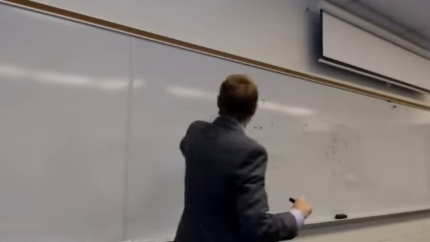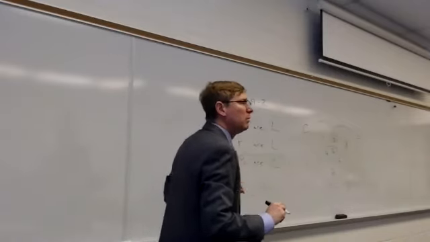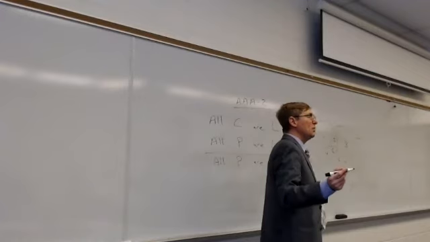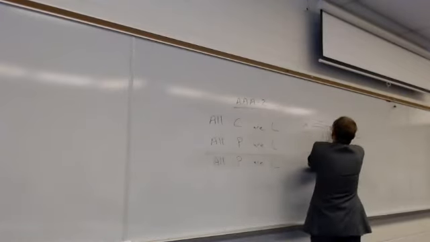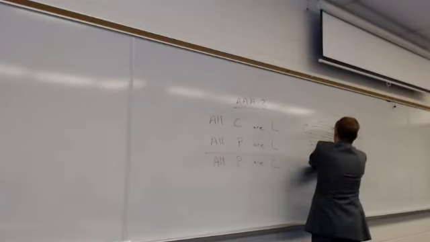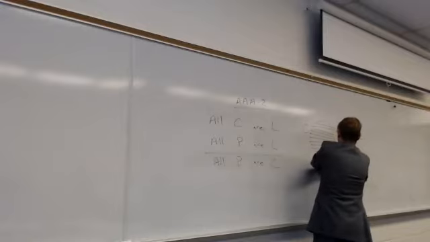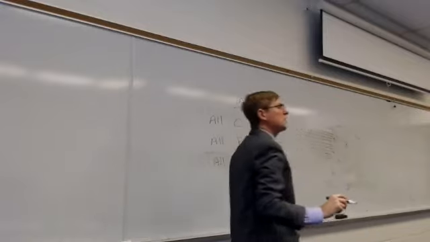Now, to diagram all C are L, remember what an A statement looked like? We had two circles here. We will shade 1 and 4. That is all C are L.